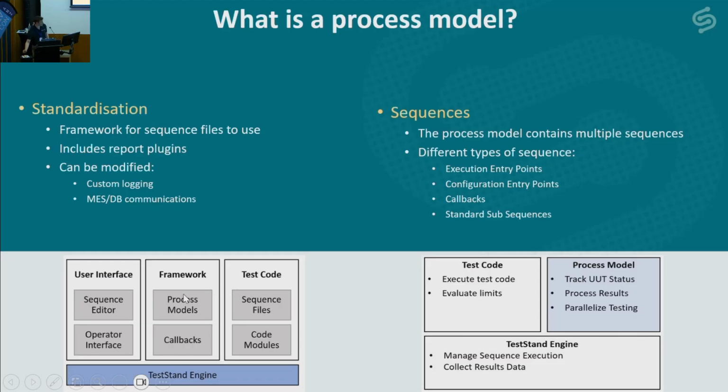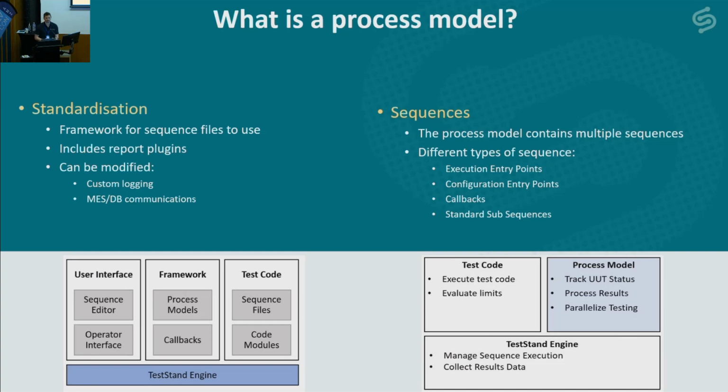The process model lives in the framework of TestStand. It sits just above the TestStand engine that's running in the background. The TestStand engine basically handles all of the functions inside of TestStand, and every time you call a step, there are certain features that happen running in the engine. The framework sits on top of that and adds a layer of customization.